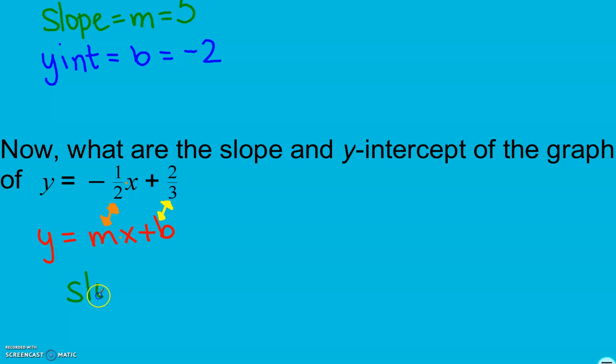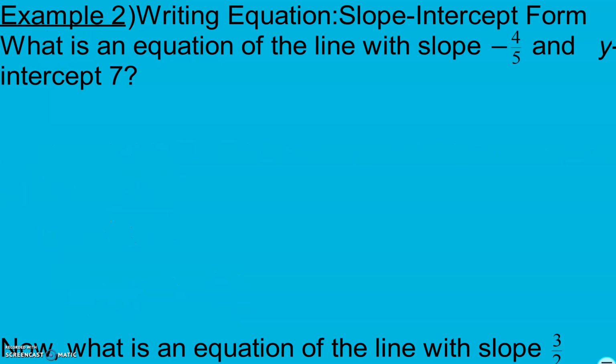So slope is my m value. Here, it's -1/2, and my y-intercept is my b value, which here is +2/3. So that is my slope and intercept of my graph. In example 2, we're writing an equation in slope-intercept form.